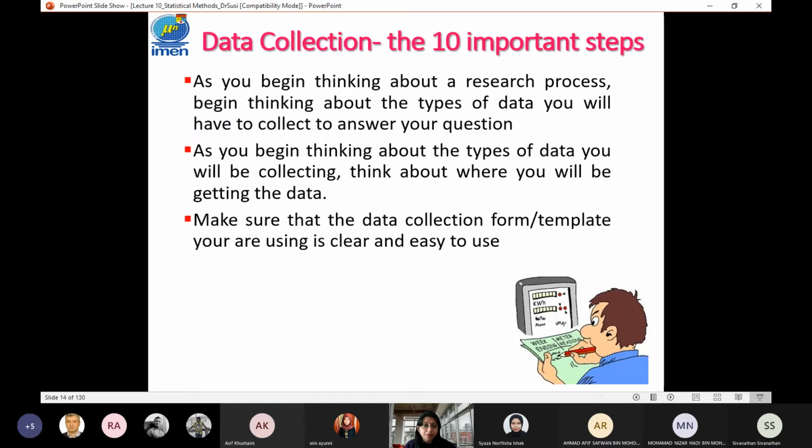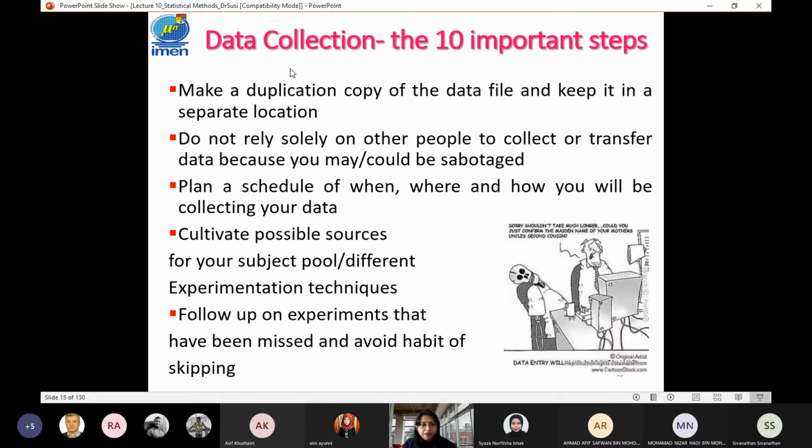All right, at this point of time, you should already know what data you need to collect, the types of data you'll be collecting, where you'll be getting the data, and make sure the data collection form or the template is clear and easy to use. Okay, I cannot stress how important this step is.